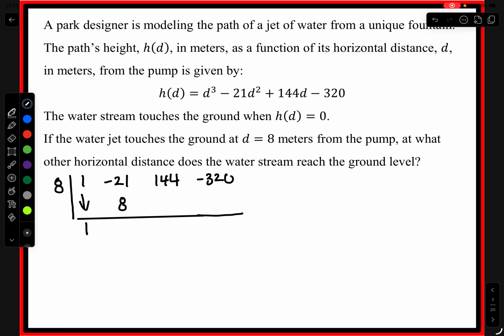And then we're going to simply follow synthetic division. So 1 times 8 is 8. Adding those two numbers is going to give us a negative 4. This is going to be negative 32. So there's going to be 112.